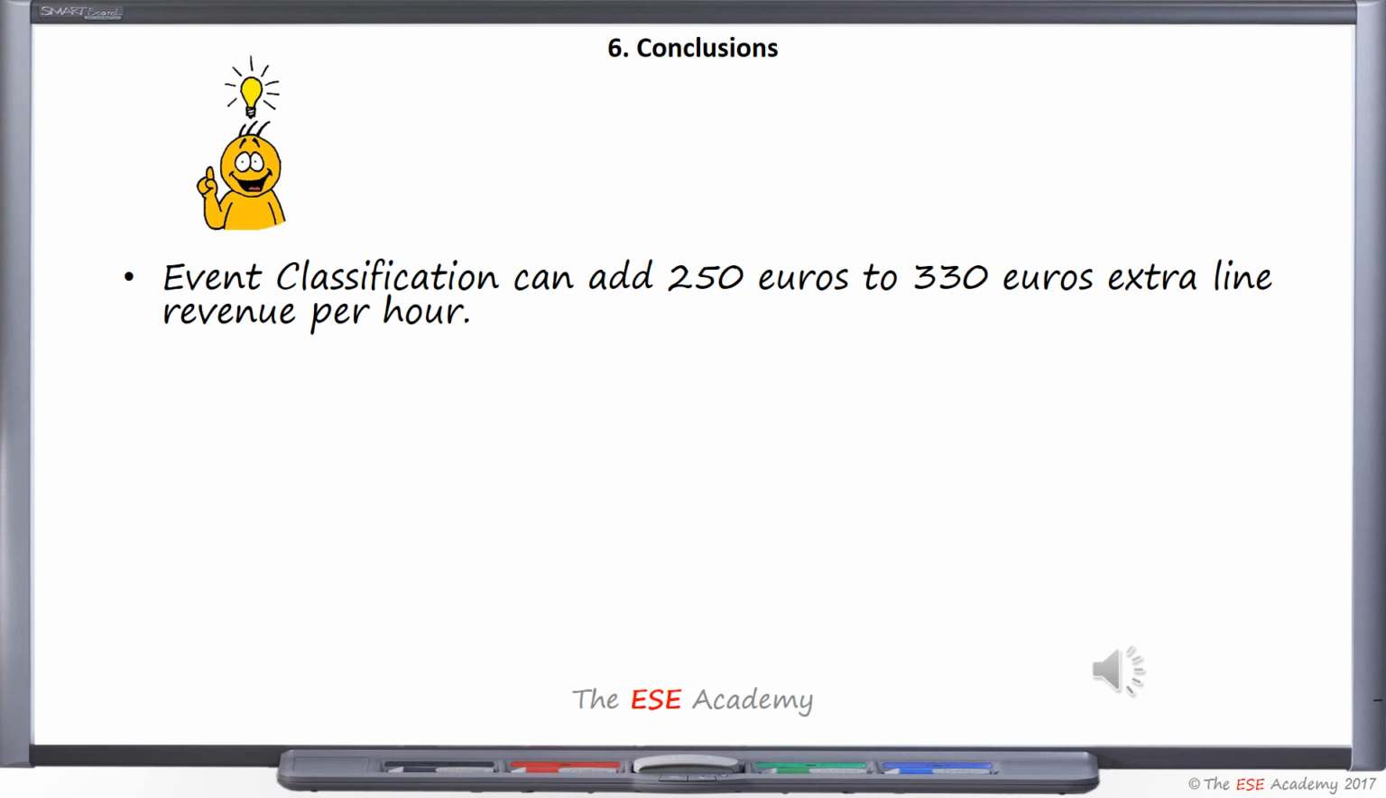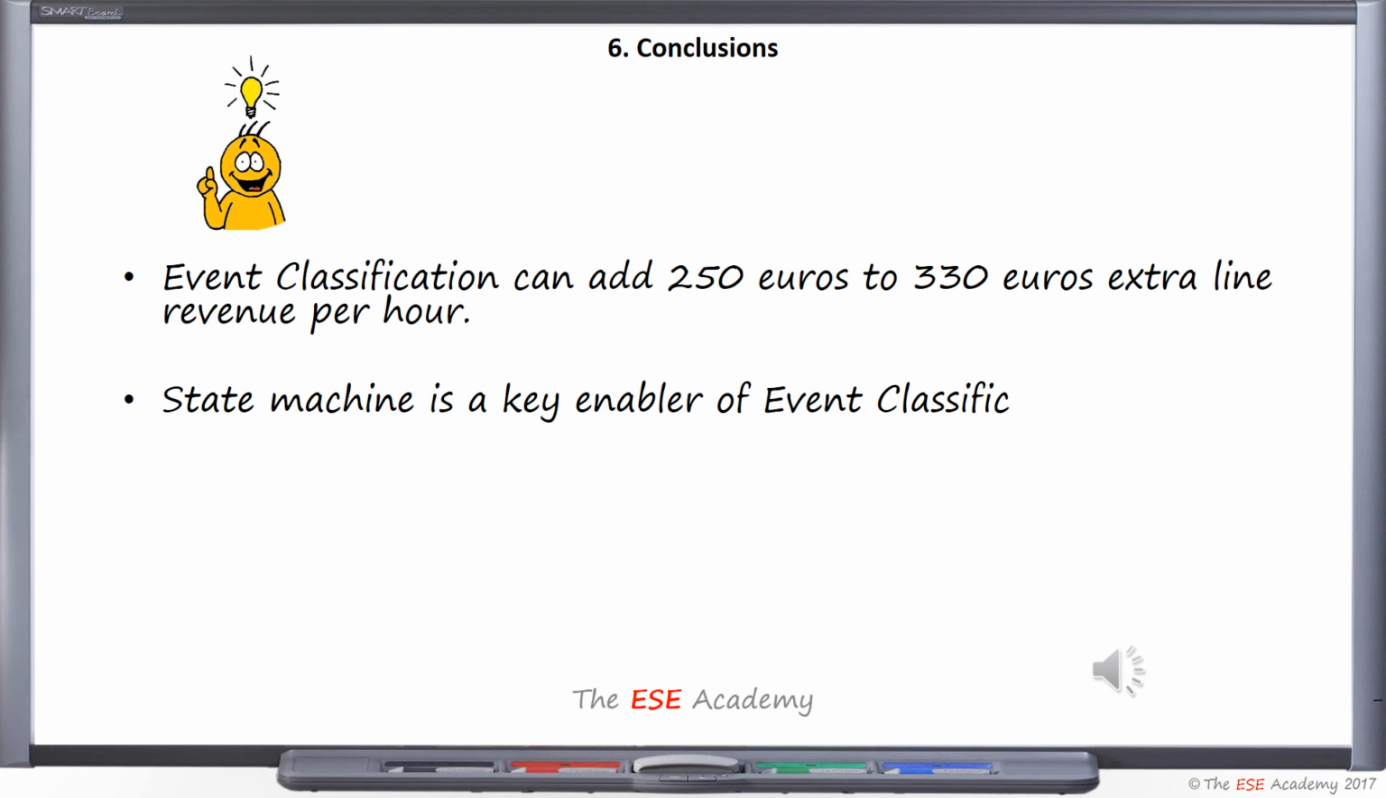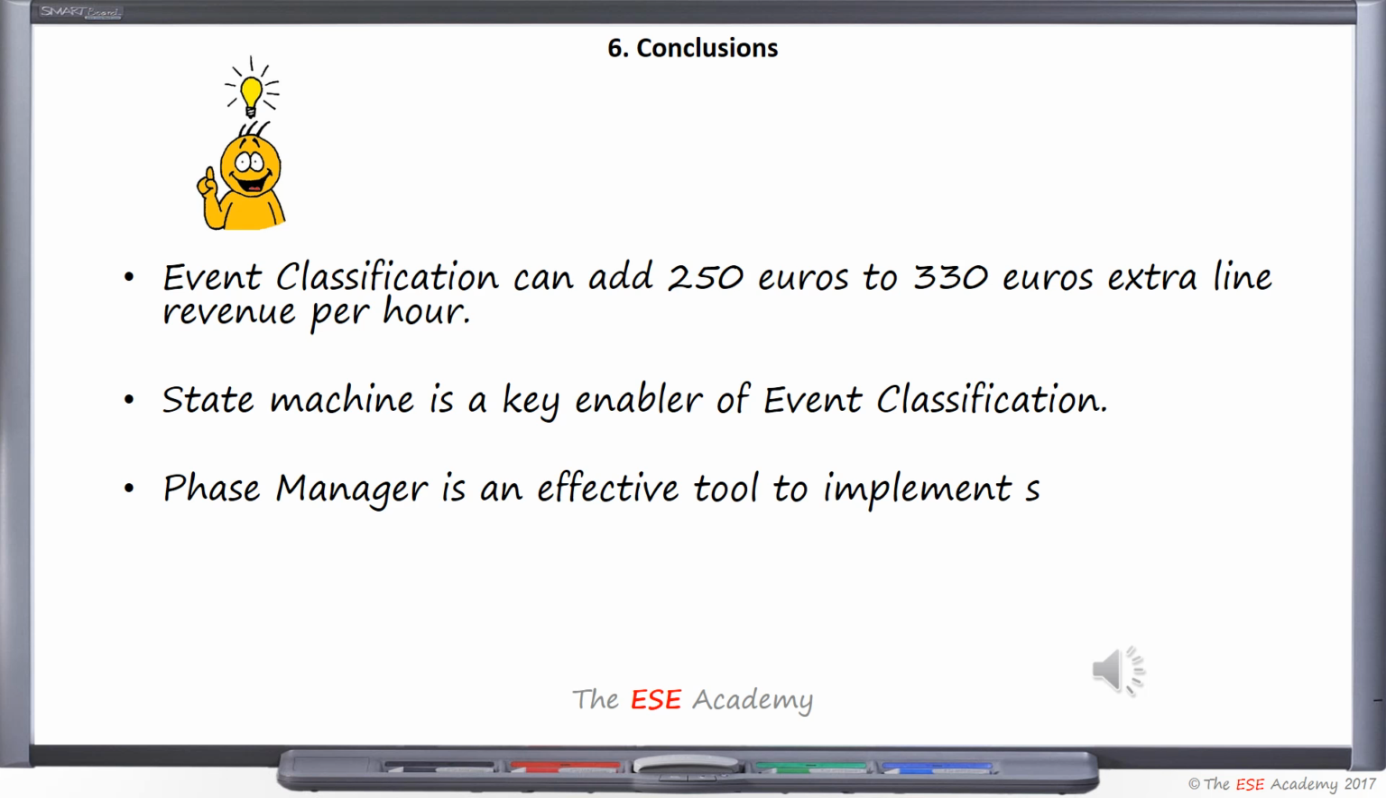State machine is a key enabler of event classification. Only one major processing activity can be active in one machine at any time, so state machine can help to structure the code tidier. The phase manager is an effective tool to implement state machines.